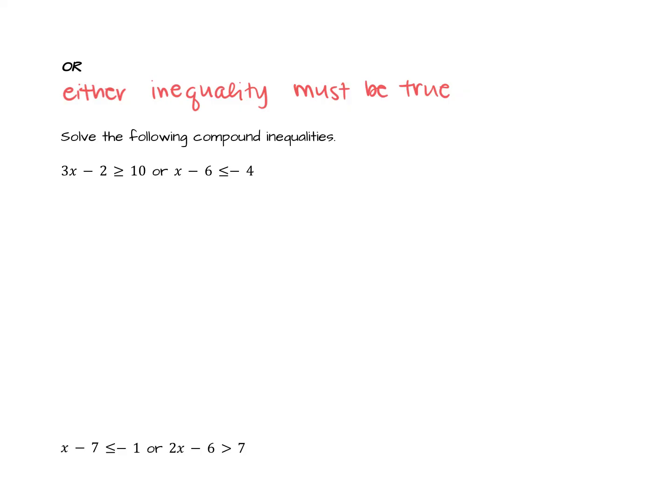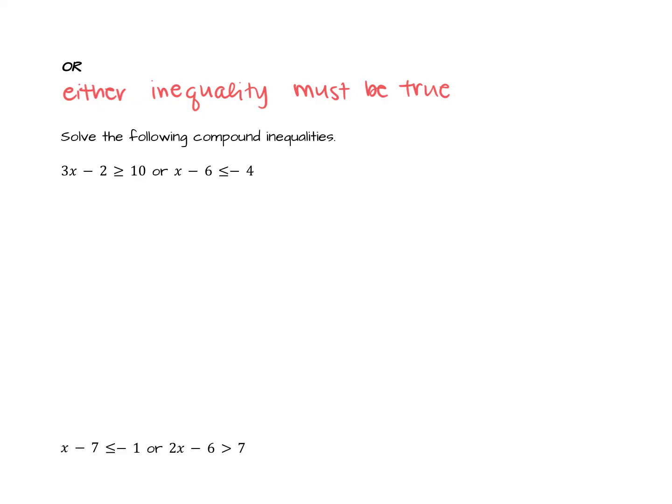So for our first example, we have 3x minus 2 is greater than or equal to 10, or x minus 6 is less than or equal to negative 4. So for OR compound inequalities, there will always be two inequalities that you're solving joined by the word OR. So it's not like AND where you can see it as one inequality or two. OR will always be written as two inequalities.